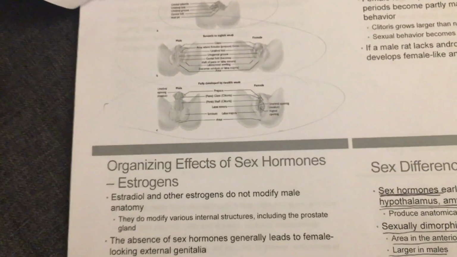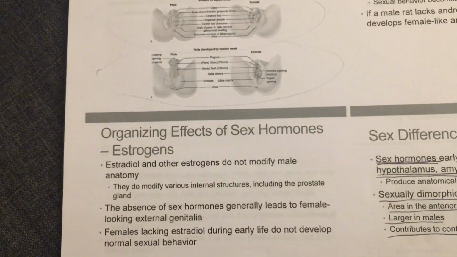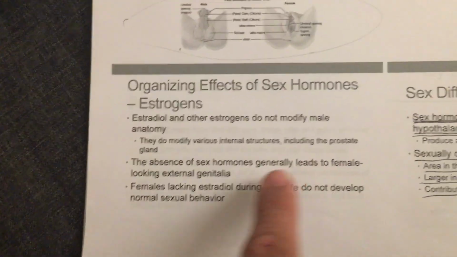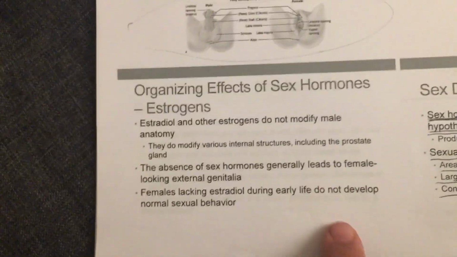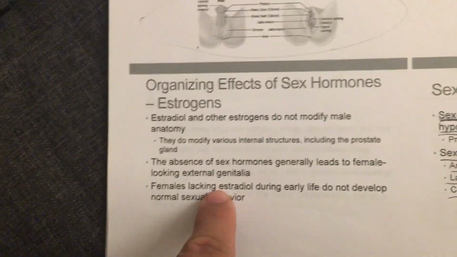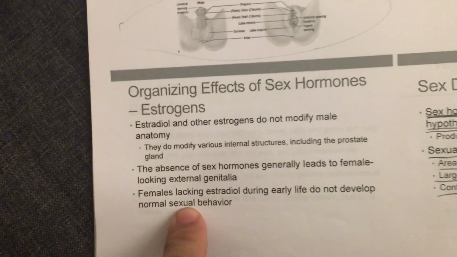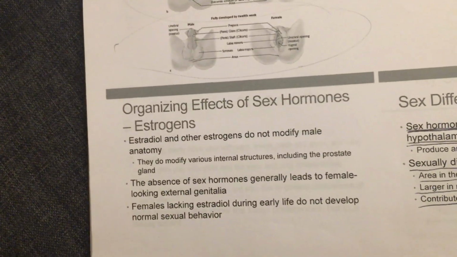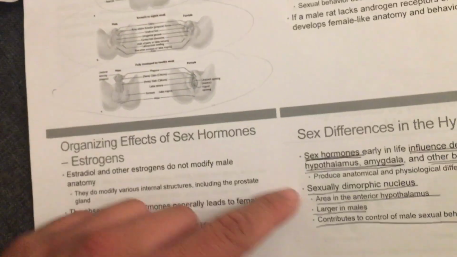Organizing effects of sex hormones. Estradiol and other estrogens do not modify male anatomy. They do modify various internal structures, including the prostate gland. The absence of sex hormones generally leads to female-looking external genitalia. Females lacking estradiol during early life do not develop normal sexual behavior.